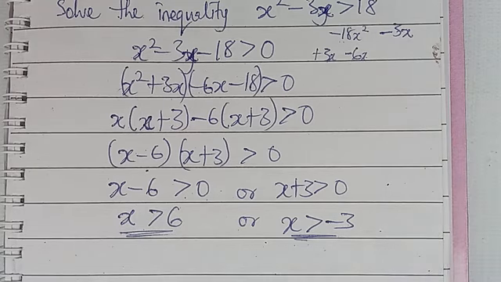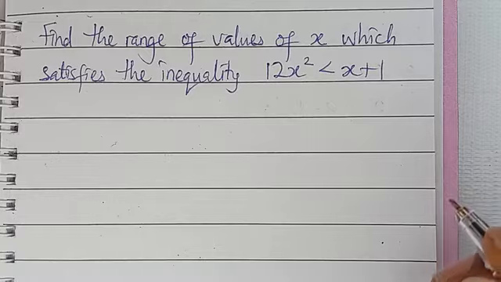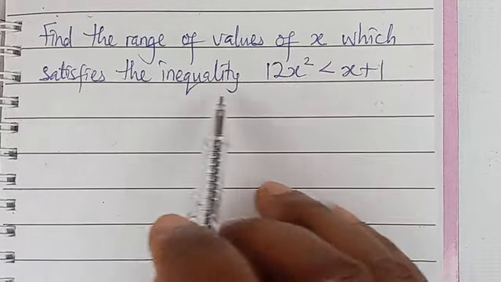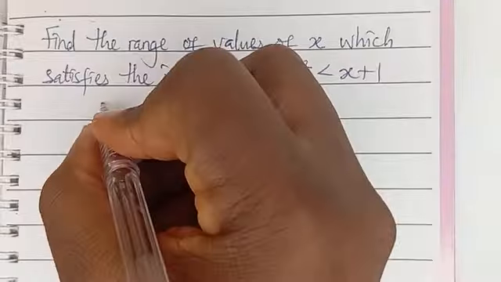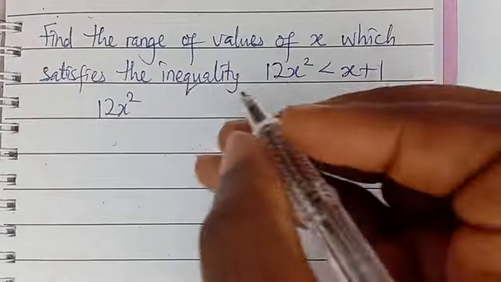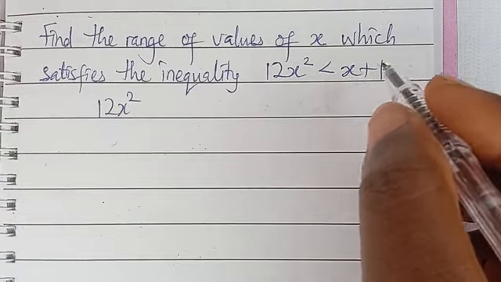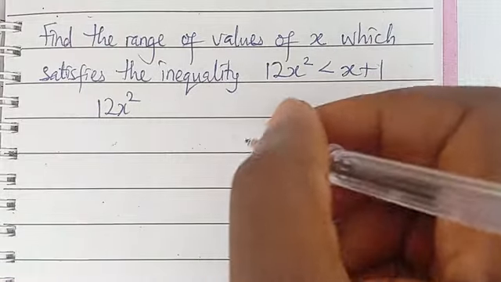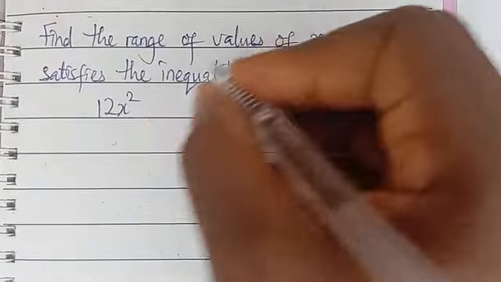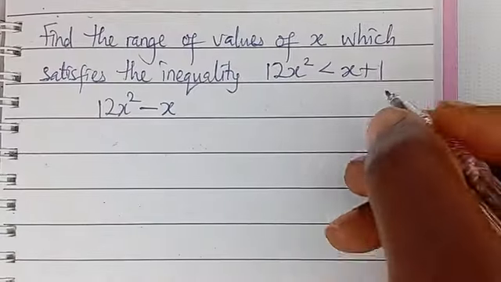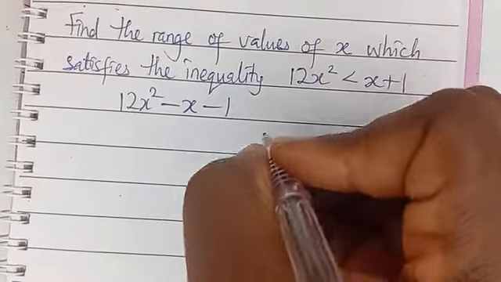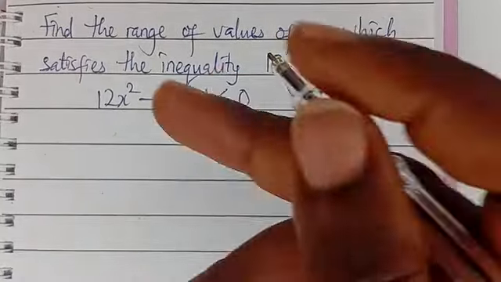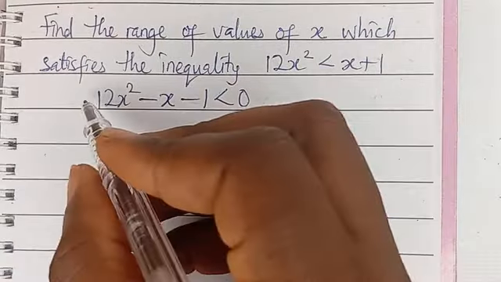Okay, on to the next one. Find the range of values of x which satisfies the inequality 12x squared less than x plus 1. So let's go ahead and rearrange this to have all the terms on one side. So the x crosses over to be negative x, negative 1, less than 0. Okay, so this is what we are working with. We have to solve this.